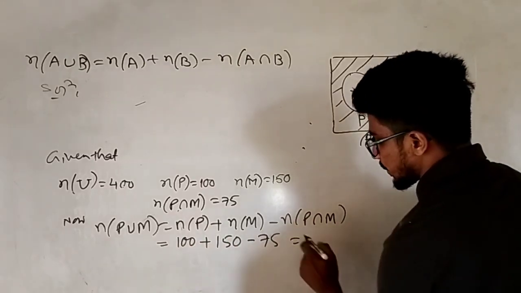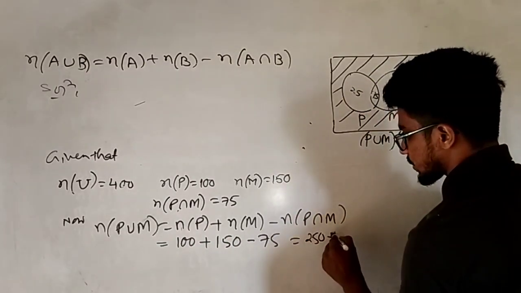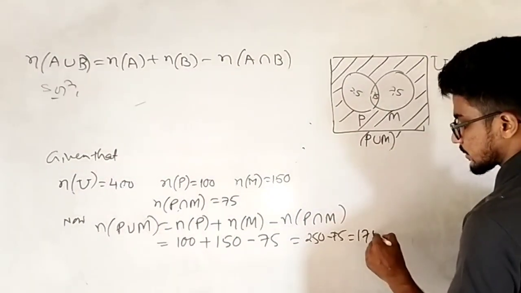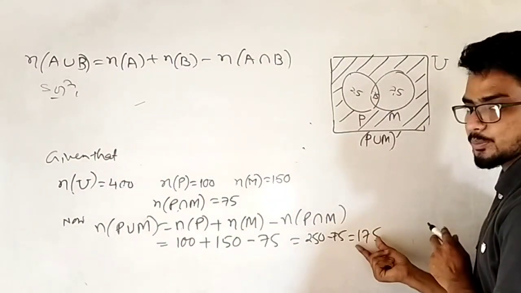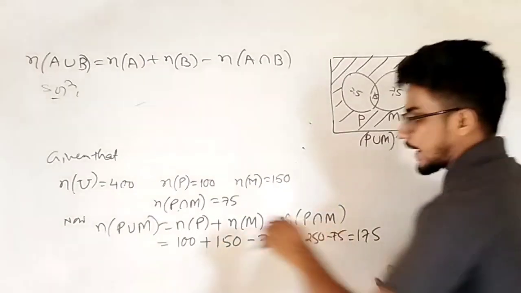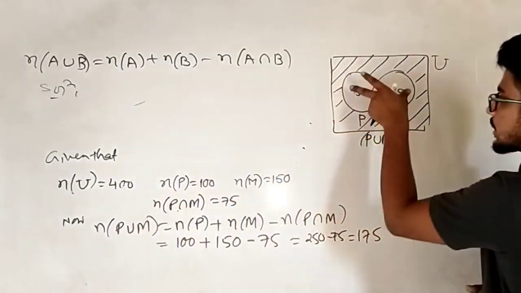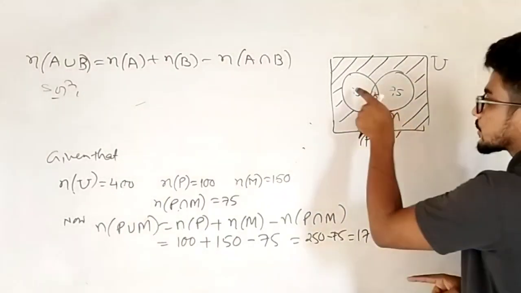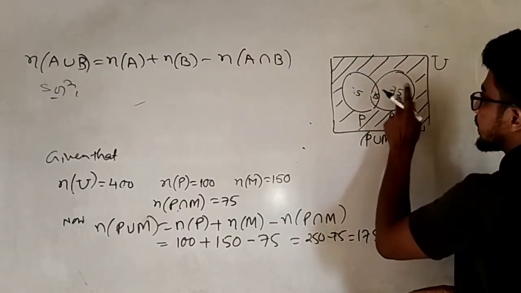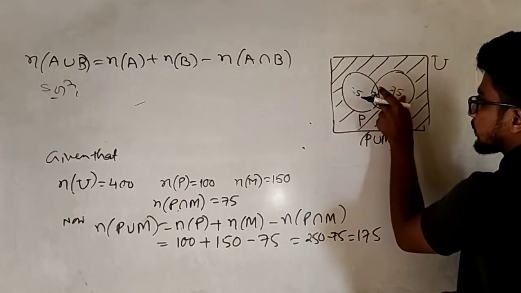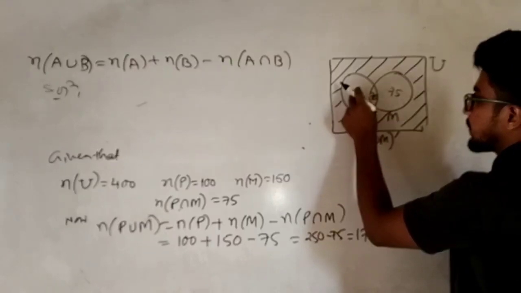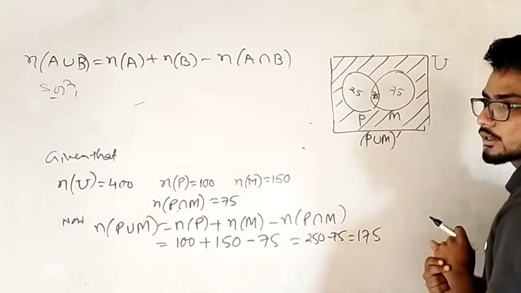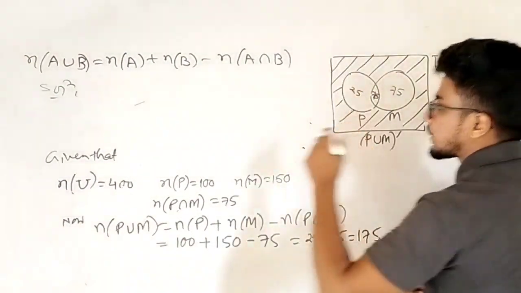So ultimately this will be 250 minus 75. So 250 minus 75 equals 175. 175 students will read either physics or maths. That means a total of 175 students. Let's check here. Here this is 75, this is 75, so total 150, and here this is 25. That means all total 175. This one is 175.